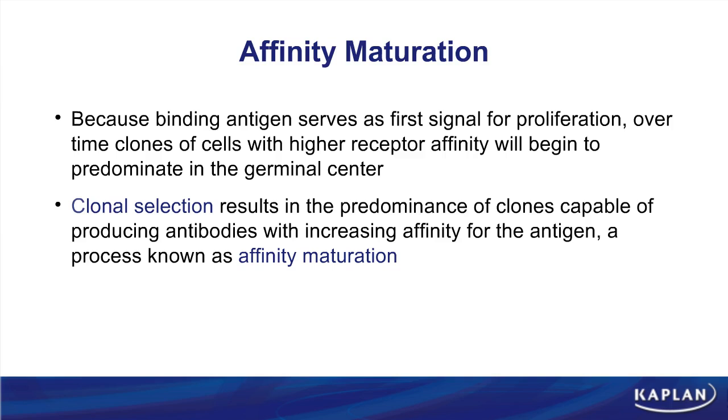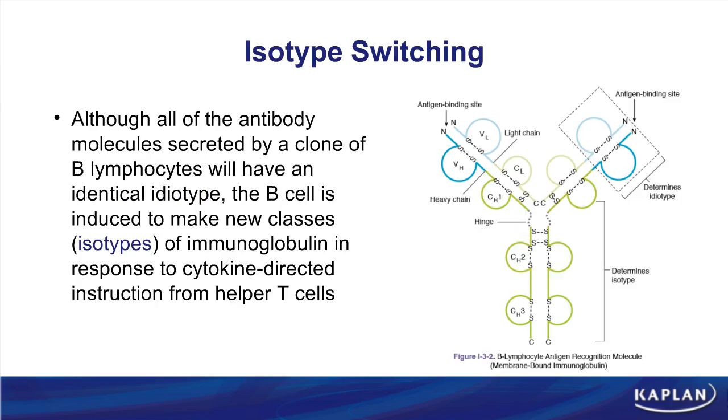So the new pool of cells that we're generating has a much higher affinity for the antigen based on this process. And our memory cells are coming from this pool of mature cells as far as this increased affinity. The last concept we're going to talk about in this chapter is isotype switching or class switching.